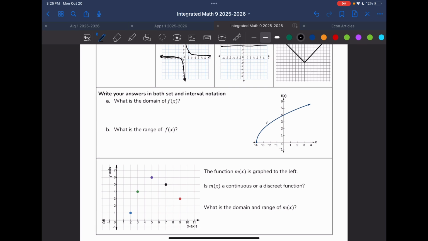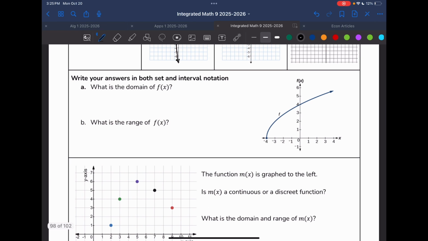All right, and then down here we have some domain and range questions. So this is for a continuous function, and we want to write set and interval notation. So our set notation here, well, the x values start at -4, so we can say all values where x is greater than or equal to -4, right? Because they start at -4, and they go on forever in the x direction. We can represent that in interval notation with a bracket, because -4 is included, comma, infinity with a parenthesis.